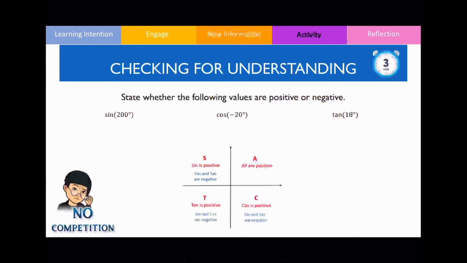For the very first one, 200 degrees lies in the third quadrant, so the answer is going to be negative. This is a trick question over here, so remember, when you've got a negative angle, it's going clockwise as opposed to anti-clockwise, so this would lie somewhere around over here, and because it's in the fourth quadrant, cos is going to be positive. And for the very last one, tan 18 degrees lies in the first quadrant, so it's going to be positive.